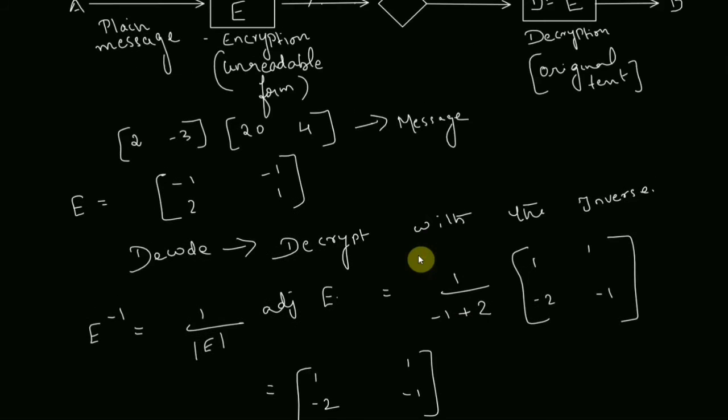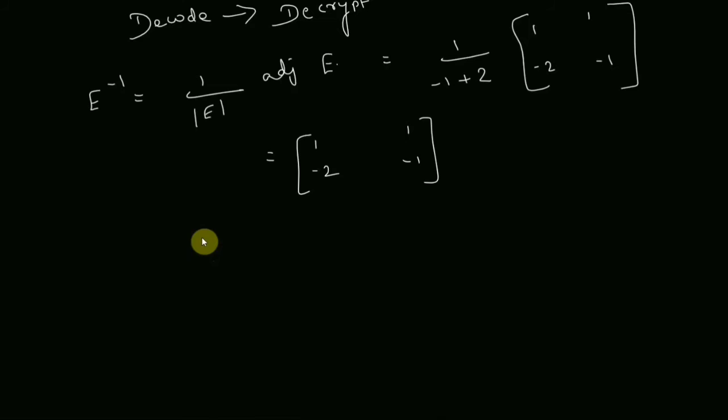Now he has to multiply the message matrix. What is the message matrix? 2, minus 3, he has to post multiply by that, which is also a secret key given by the sender. So 1, 1, minus 2, minus 1 is multiplying. It is a 1 by 2 and a 2 by 2 matrix, so the product will be a 1 by 2 matrix. So you get 2 plus 6, that is 8, and 2 plus 3, 5. Okay, so it is getting 8 and 5.